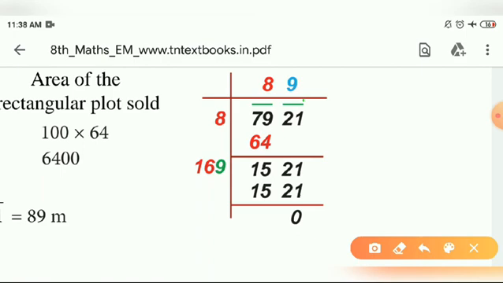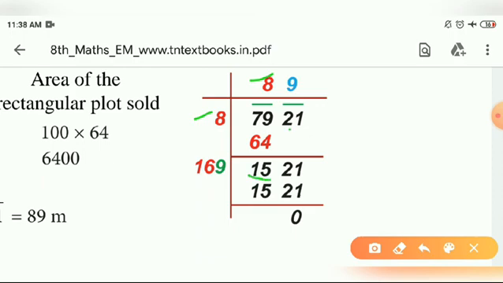Already I told, first you group the numbers by pair from the units place to the end of the digits. So first pair is 21, and 79 is the second pair. Number of digits is even, so each number can get a pair. Next, quotient and divisor is the same number. Write 8 means here also 8. 8 8s are 64. If you write 9 means here also 9. 9 9s are 81. It exceeds 79. So first you write 8 and 8. 8 8s are 64. The remainder is 15.